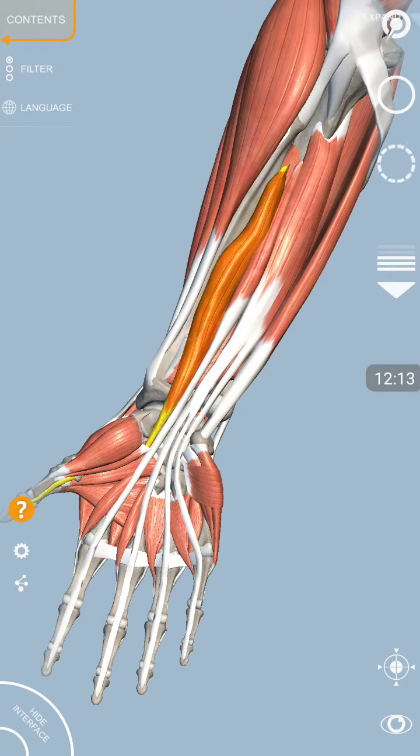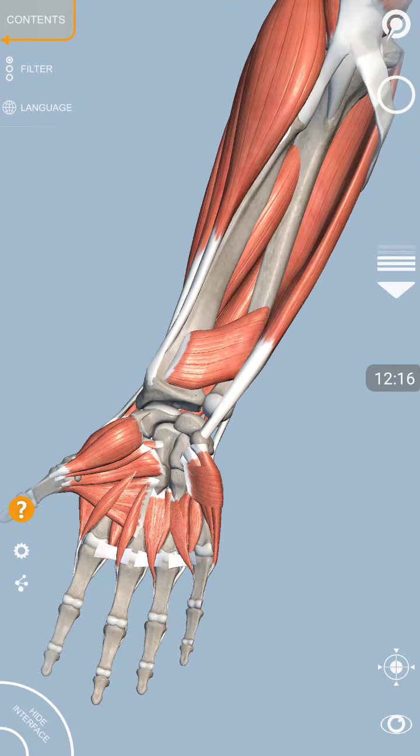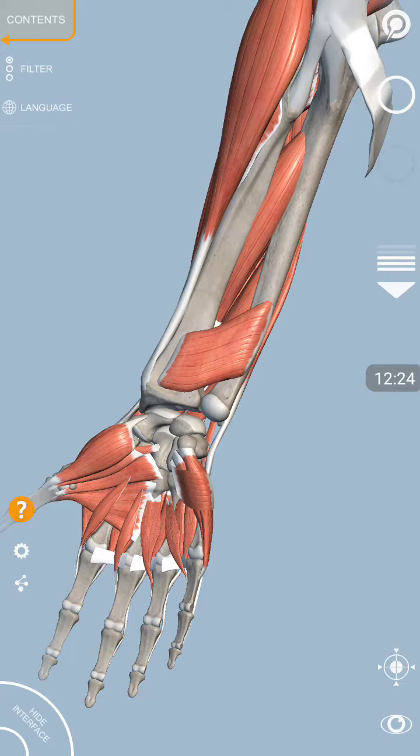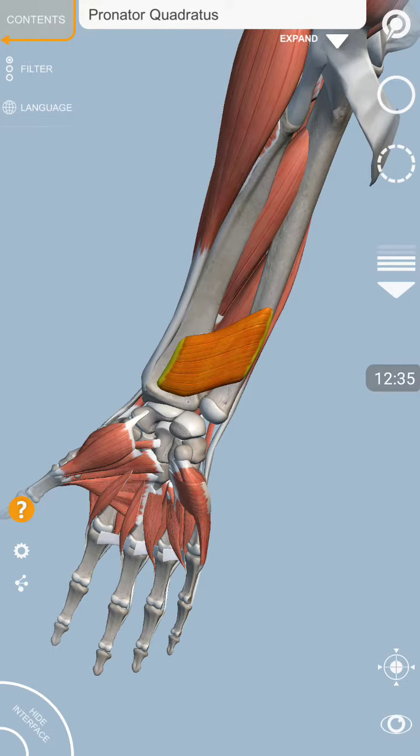Okay, now one more muscle, this is pronator quadratus. Look at the word pronator and quadratus. Because it has got four sides, the word quadratus came from quad, and pronator means pronator. So look at the shape of the muscle. It is also a deeper muscle. It is getting attached onto the distal radius and distal ulna.